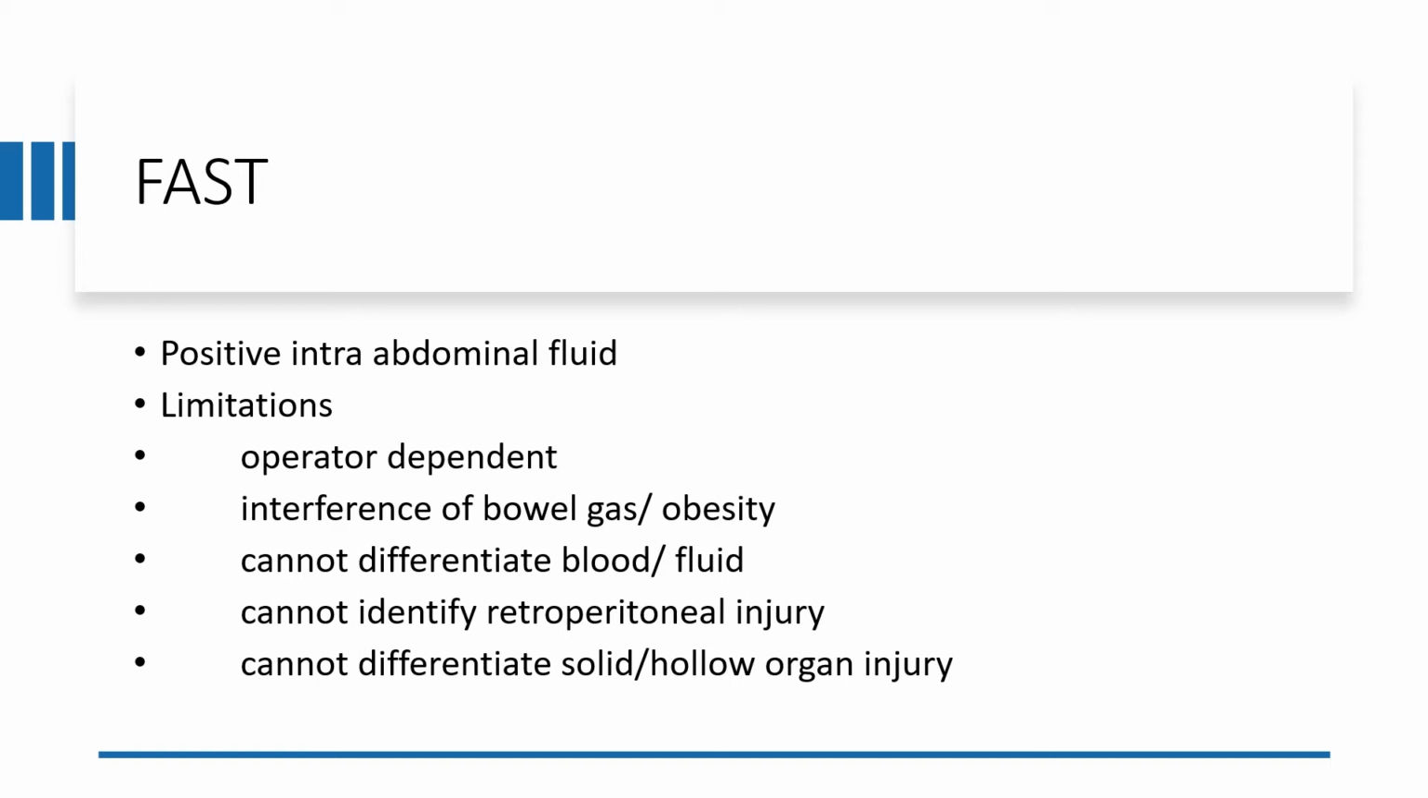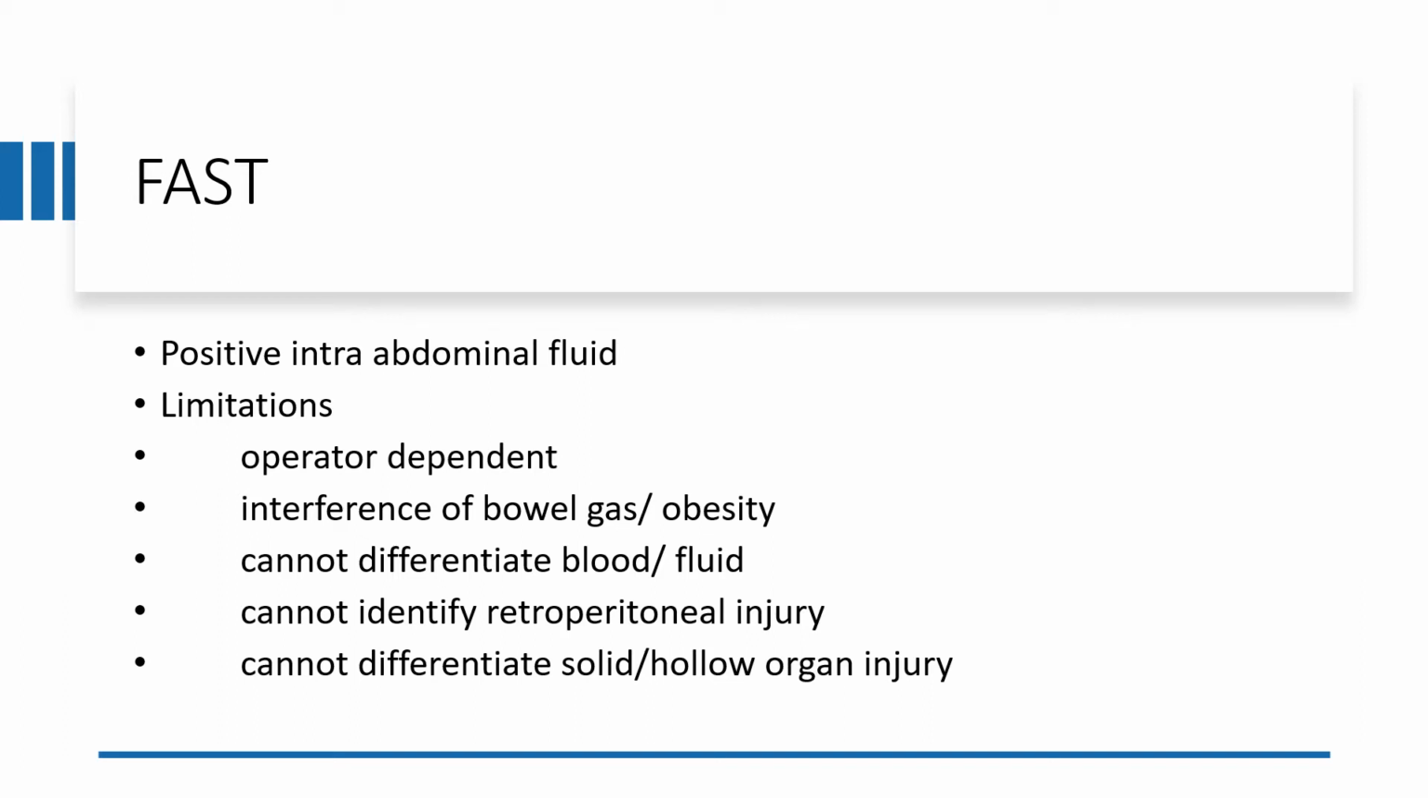And once you see there's something there, you cannot differentiate whether it's blood or another fluid. But with the history and the mechanism of injury, if you suspect this patient is bleeding, then the chances that what you will see is highly likely blood. But in FAST, you cannot identify if the patient has a retroperitoneal injury. And at the same time, FAST also cannot differentiate whether it is a solid or hollow organ injury.